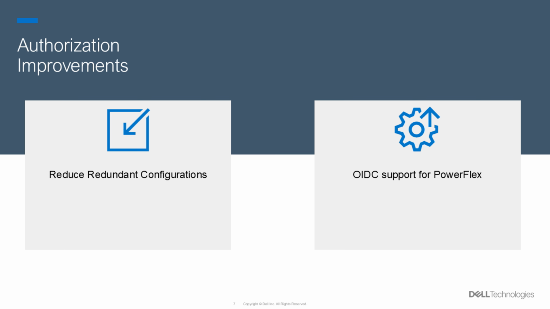Security time. Don't worry, we'll keep it brief. CSM 1.16 reduces redundant configurations across multiple platforms and introduces OIDC support for PowerFlex. It's RBAC, clean, centralized, and much less likely to start a 37-thread Slack argument.